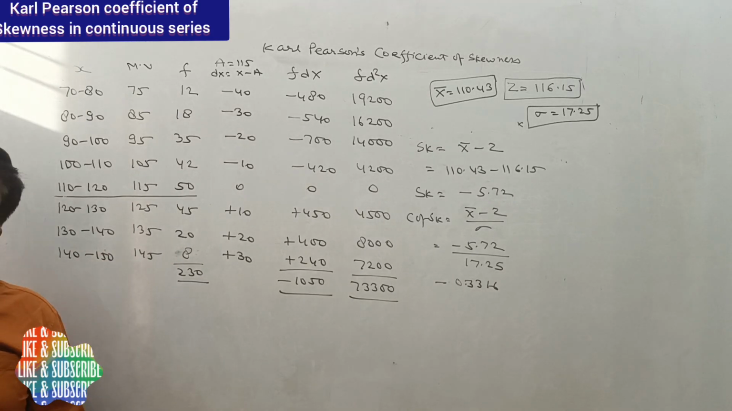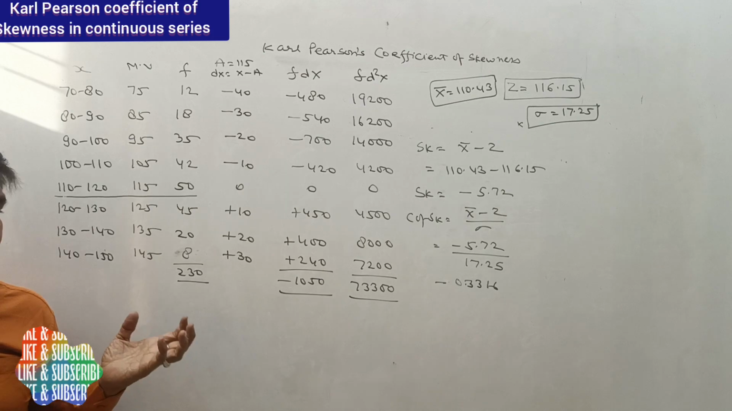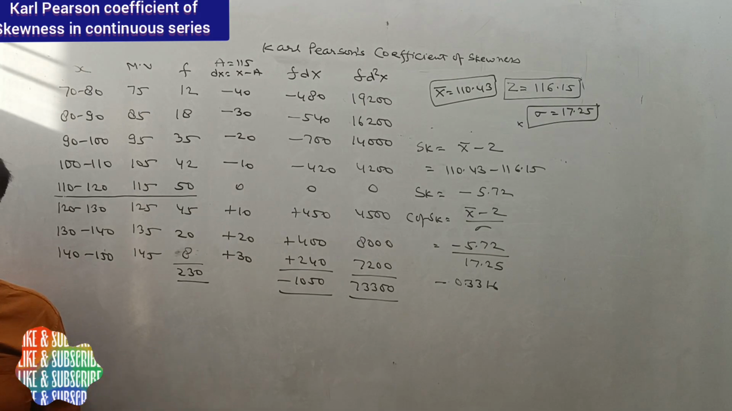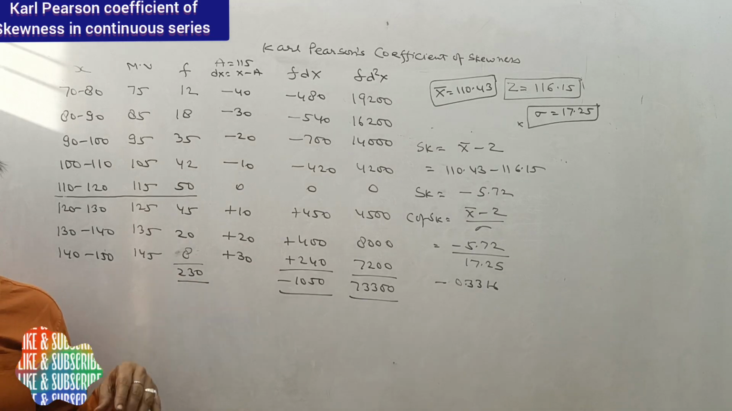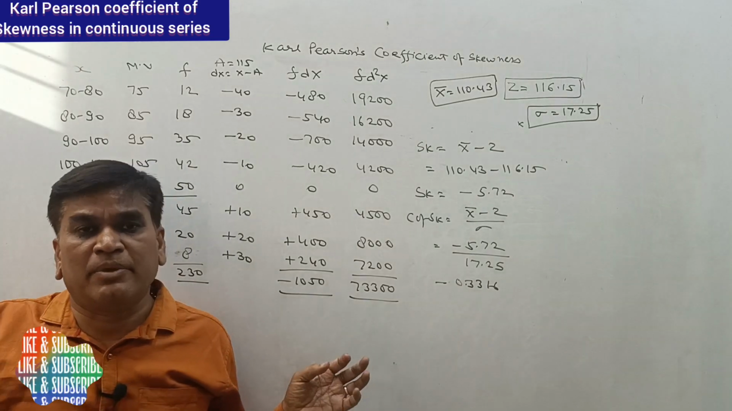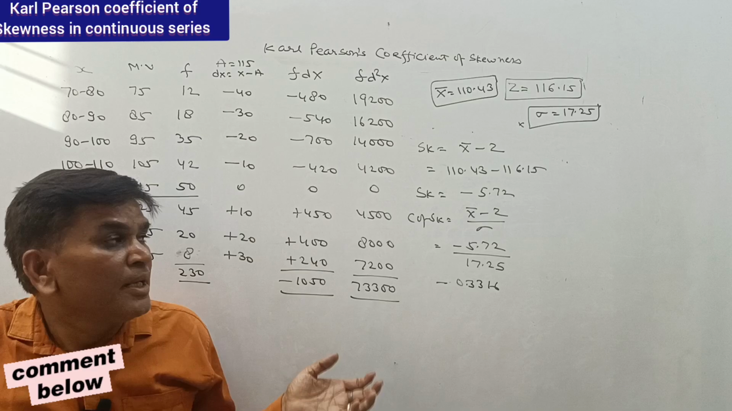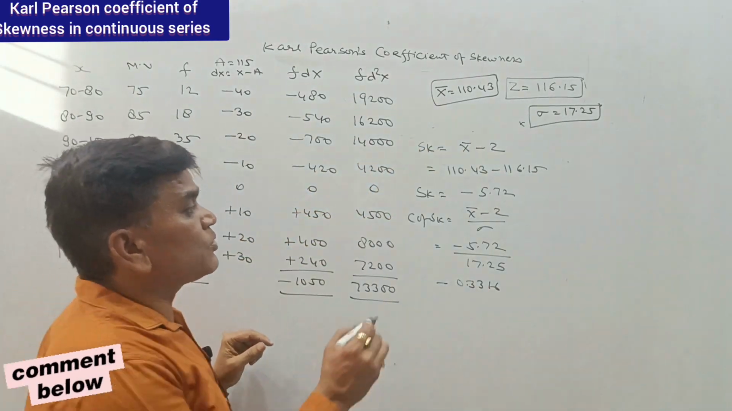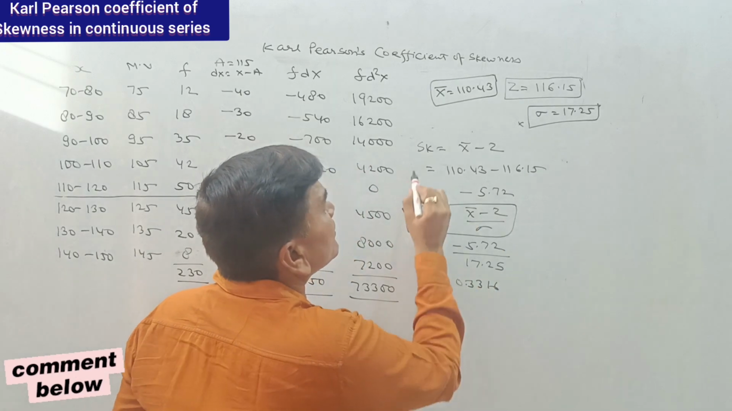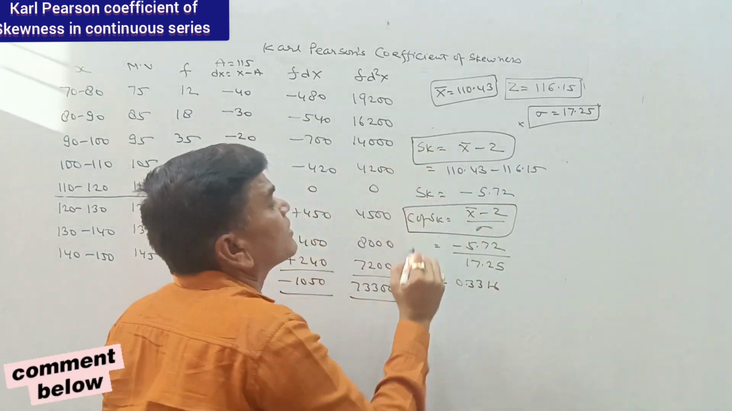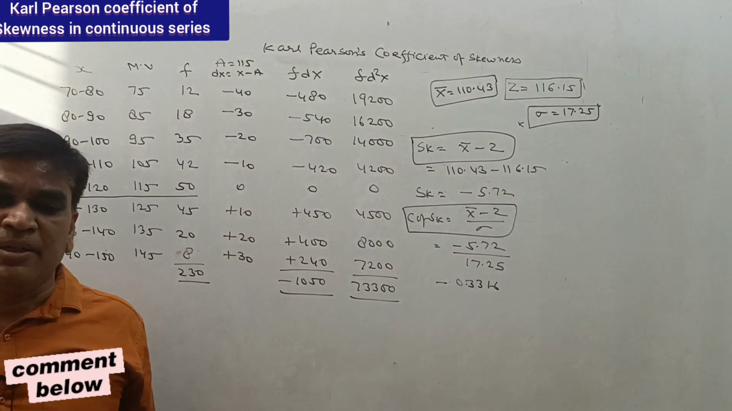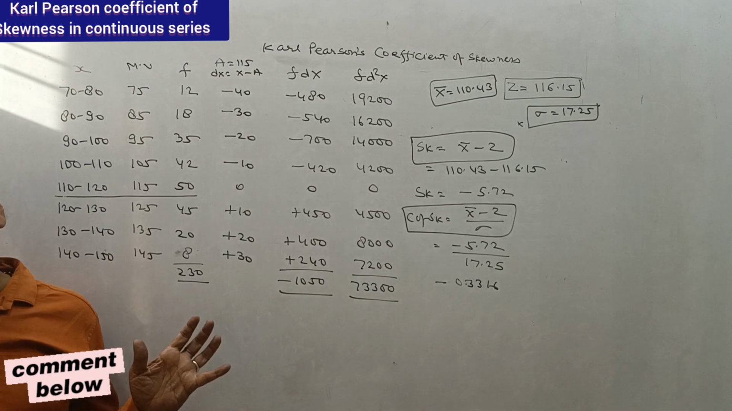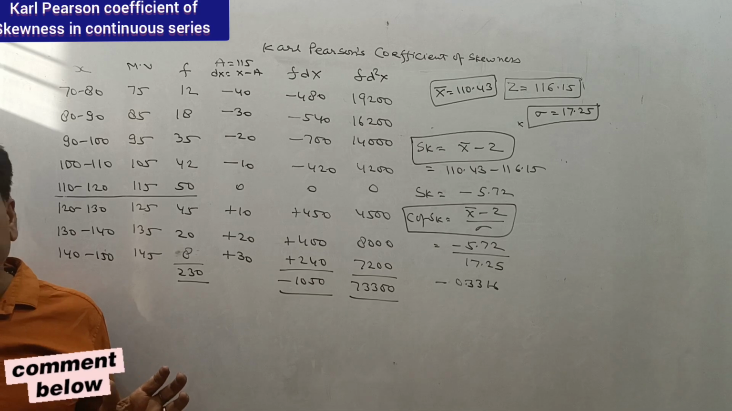Whatever kind of series is there, nothing is too new in this. We have to calculate first the modal value, then the value of arithmetic mean and standard deviation, and putting all three values in these two formulas, very easily we can calculate the Karl-Pearson coefficient of skewness. So I think this is sufficient. You can learn how to calculate the Karl-Pearson coefficient here.